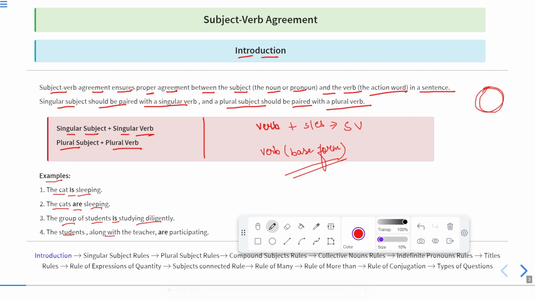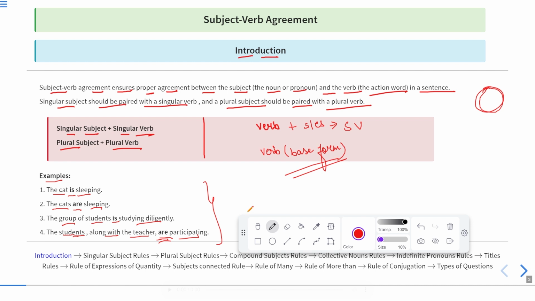The students along with the teacher are participating. Now here we are talking about the students, which are plural. That is why we have used the word are. So these are several examples of subject-verb agreement, in which we know that the subject and the verb should agree with each other. The verb should depend on the subject of the sentence. If the subject is singular, the verb should be singular. If the subject is plural, the verb will be plural.